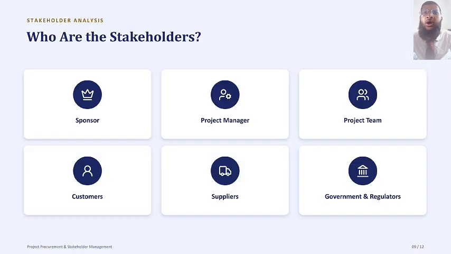Who are the stakeholders? A project typically involves several stakeholder types: the sponsor, project manager, project team, customer, suppliers, and government or regulatory bodies, each with different levels of involvement in the project.